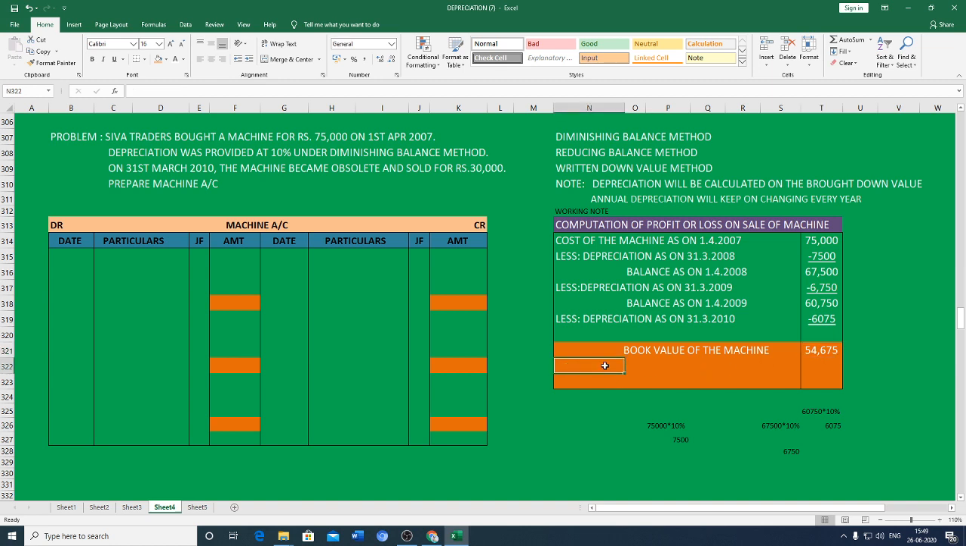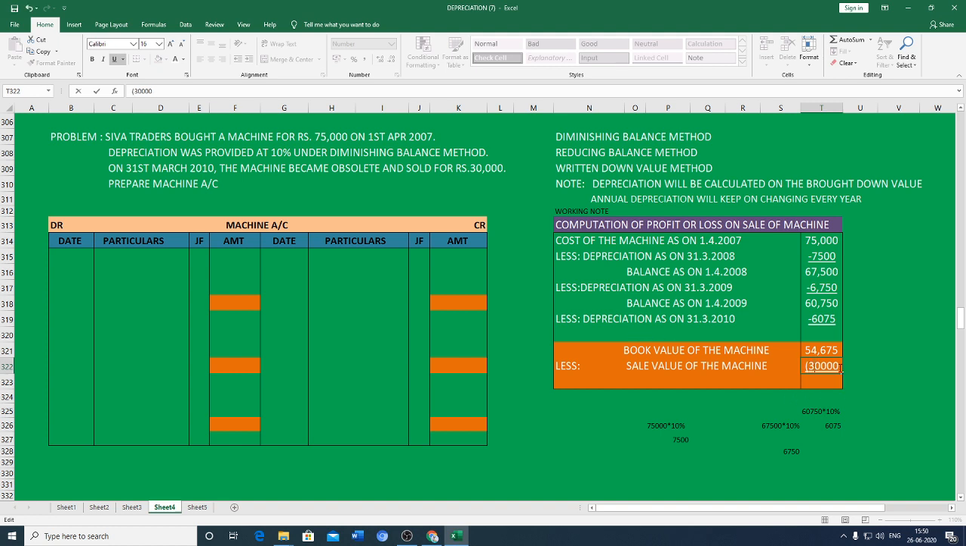And from this book value, what we have to do is, we have to subtract less sale value of the machine. Sale value of the machine. For how much we sold it? We sold it for how much? Look at this, 30,000. We sold it for 30,000 rupees. Right now? Yes sir, we sold it for 30,000 rupees sir.